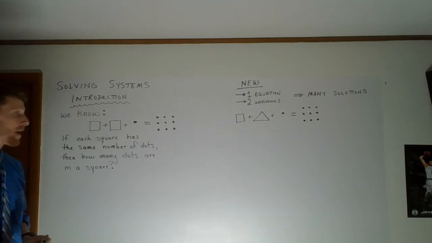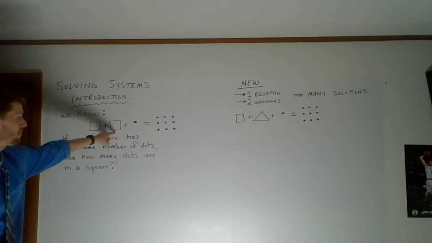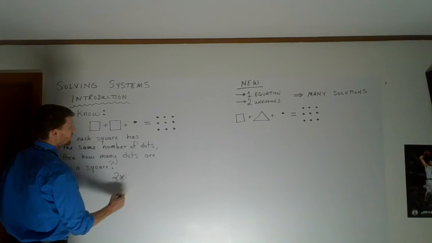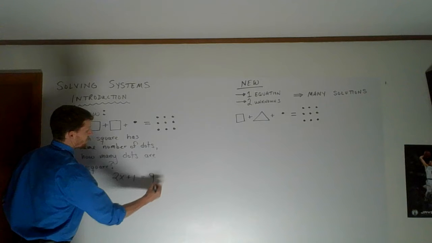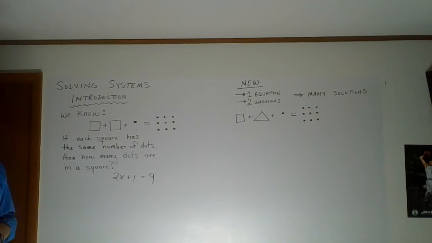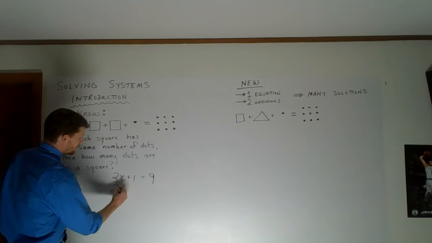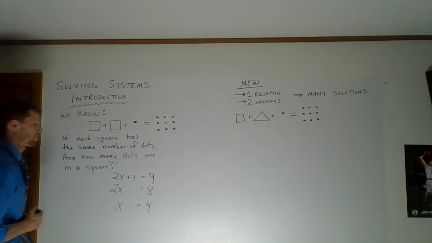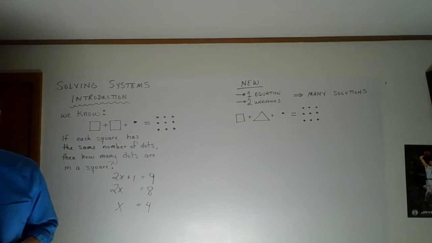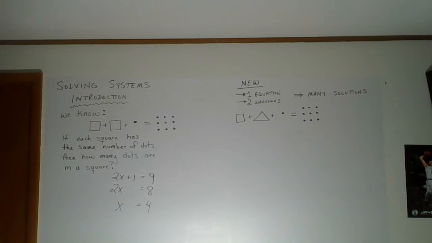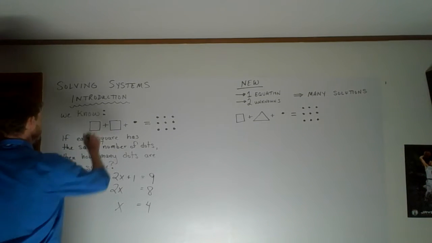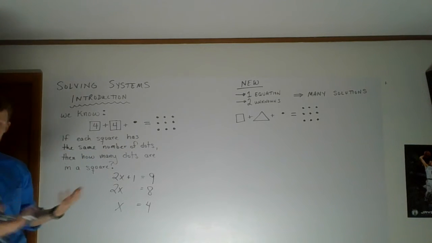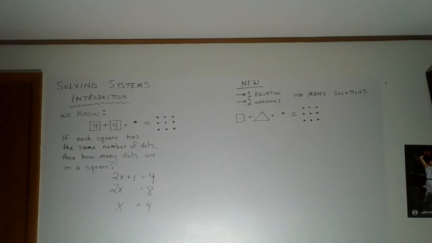Many of you have probably already figured it out. If these are the same, we can call both of those x, and we can model this with an equation, 2x plus 1 equals 9. That equation we have spent lots of time solving. 2x equals 8, x equals 4. This is the answer to this question. We have found that each of the squares must have 4 dots. We can check that. We had 4 dots here and 4 dots there. 4 plus 4 plus 1 is in fact 9. So that's something we already know how to do.